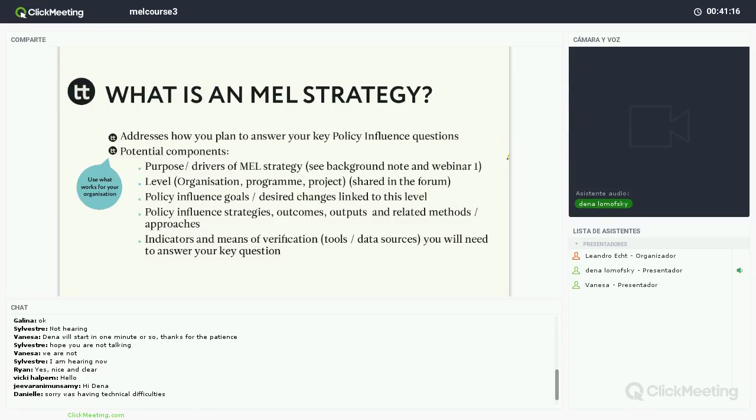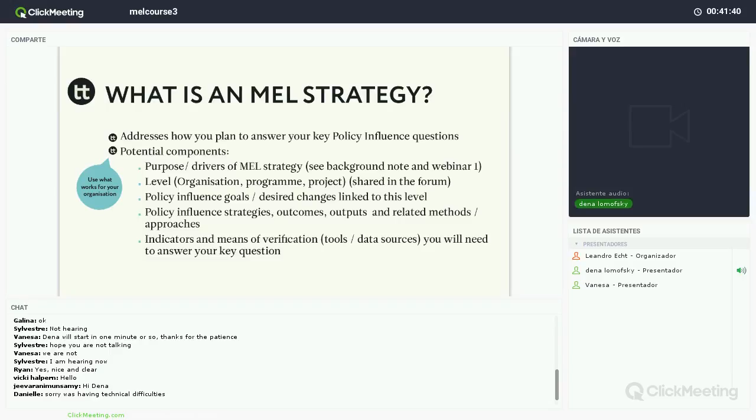The other, which was not shared in the forum, sorry for that, was shared in module 3 on page 4. We spoke about different levels in the organization where you can focus your monitoring, evaluation, and learning strategy. You can either look at the organization as a whole, you can focus on a specific program, or even just one project, or even an activity if you're really just starting out and you want to test.